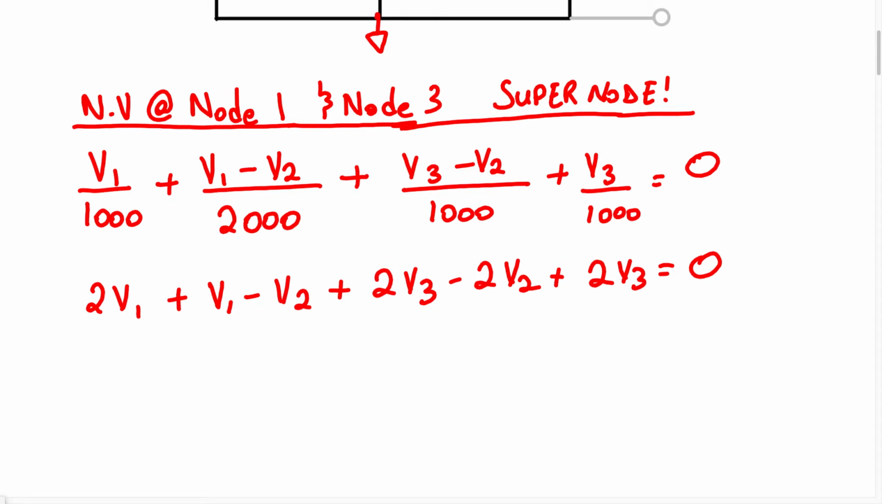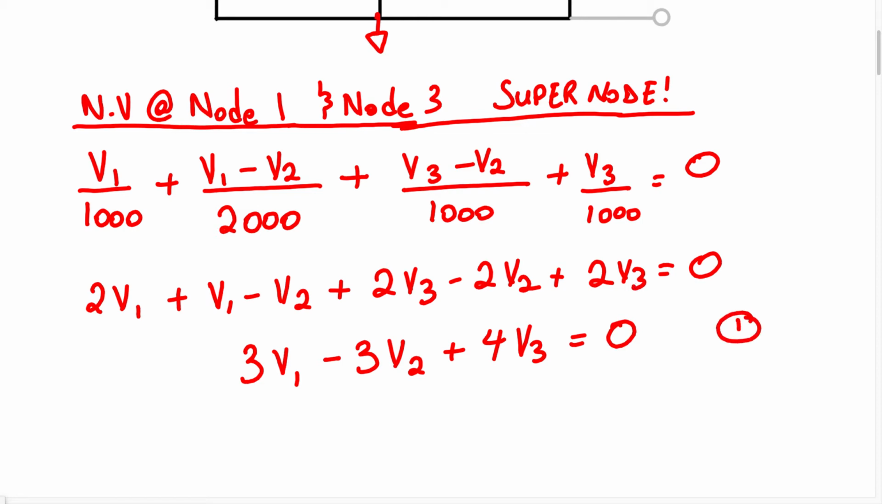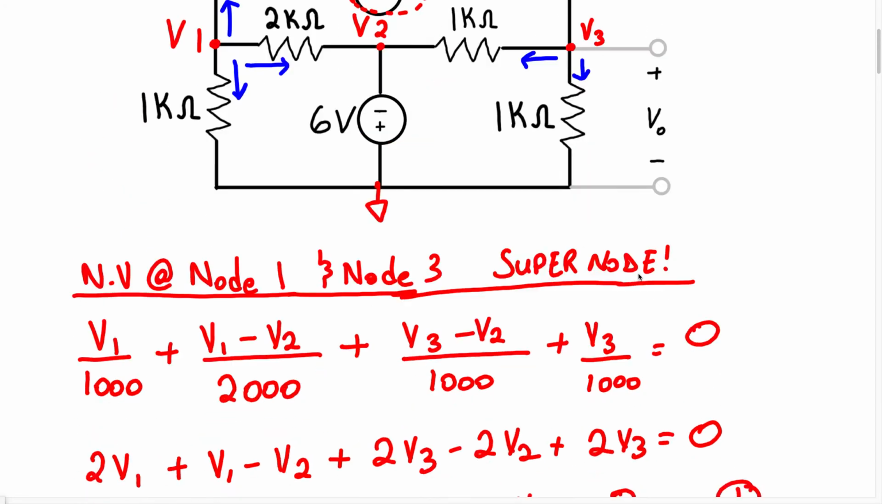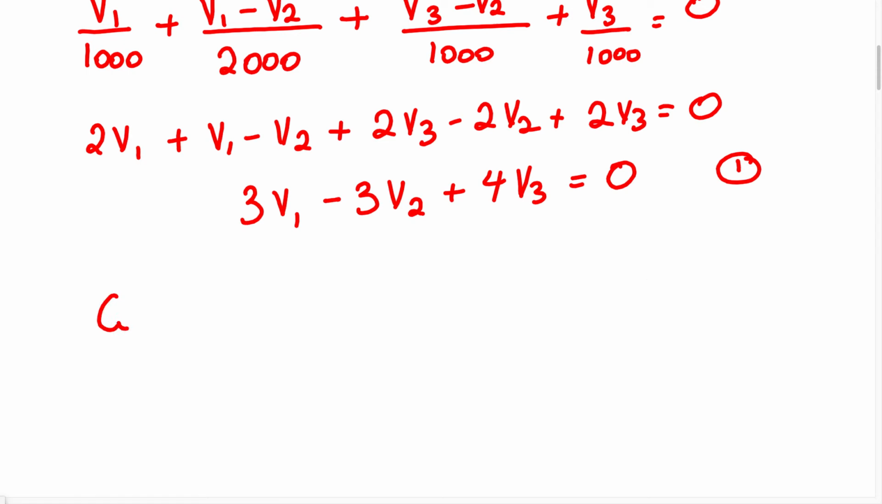And we start to simplify this now. When we simplify this, we're going to get 3V1 minus 3V2 plus 4V3, and all of that equals 0. So this is going to be equation 1. This is equation 1 for us. Now we know we're going to have a constraint equation, so let's write that down. We have a constraint equation because of that supernode.